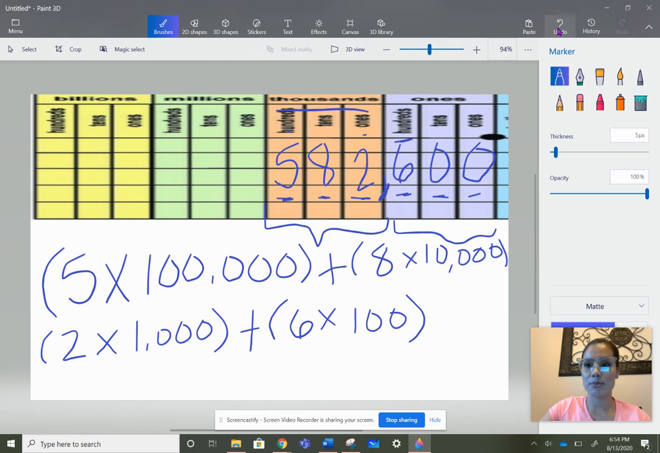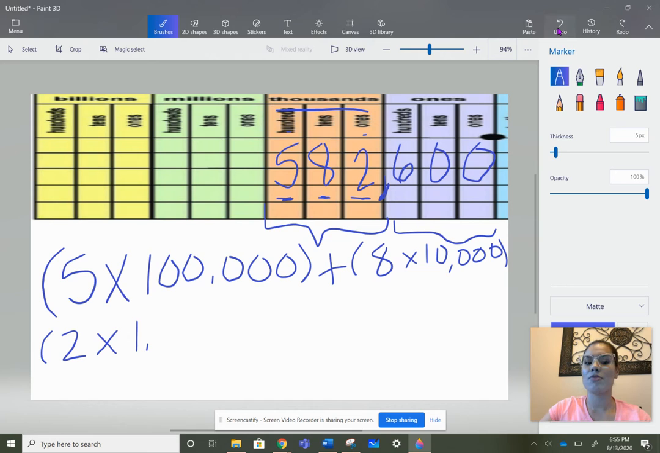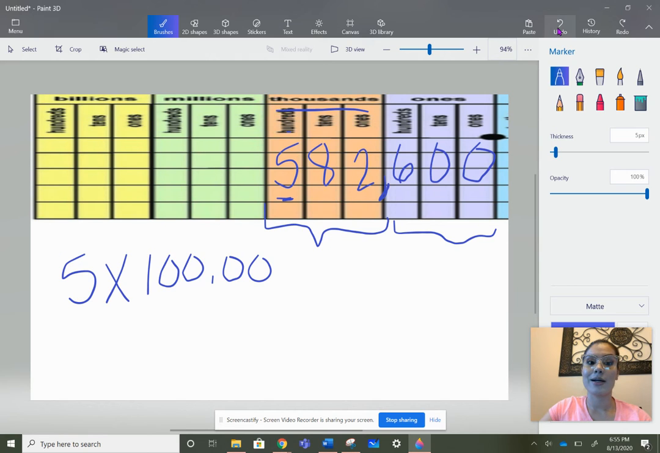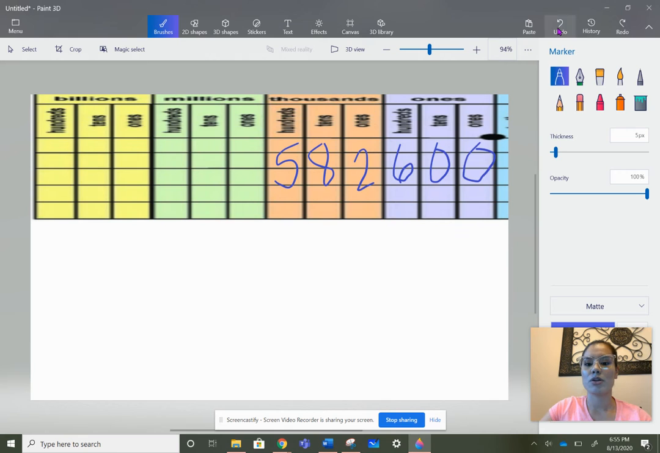Let's do another example. I'm going to undo everything I did here. Bear with me for a little bit because I just found out that if I erase it, I would be erasing my place value chart too. So I'm just going to go back and do another example.